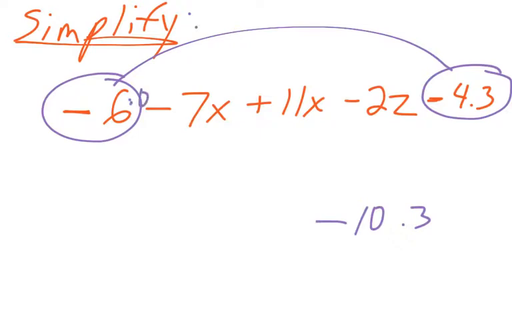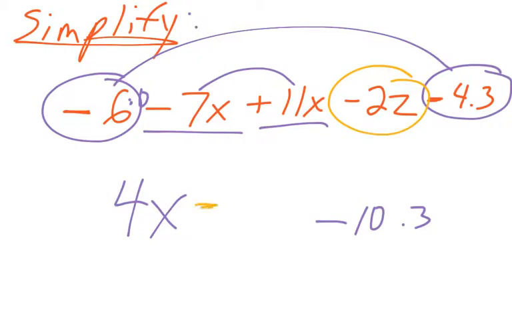Do we have any other like terms? Well, we have these two with the x. Negative 7x and positive 11x. When we add them together, adding a positive and a negative, we subtract, keep the sign of the bigger number, positive 4x. Okay? And this negative 2z, there's no other z's in the problem, so we actually just bring this down. So that's our final answer. Okay? Simplified all the way. I'm going to make that decimal point a little bit larger so you can see it better. So 4x minus 2z minus 10.3 would be your final answer.